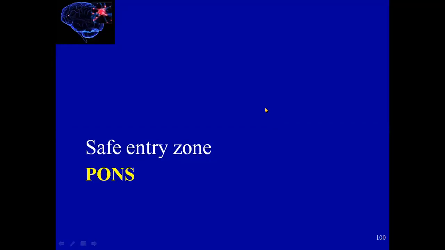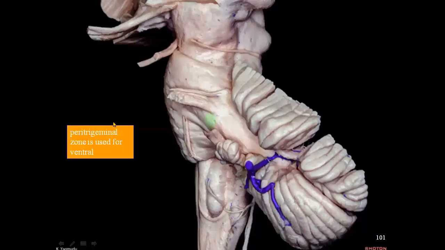We have talked before about the safe entry zone in the brainstem, and we talked firstly about the safe entry zone of the midbrain. This time we will talk about the safe entry zone of the pons. Starting here, this is an image of the brainstem. Here's the midbrain, here's the pons, and here's the medulla.